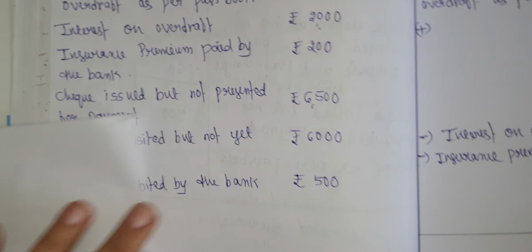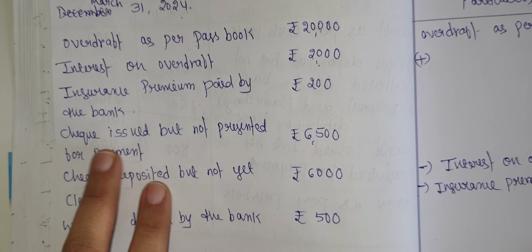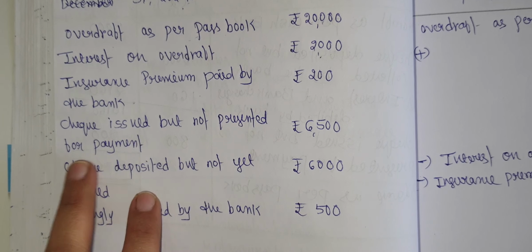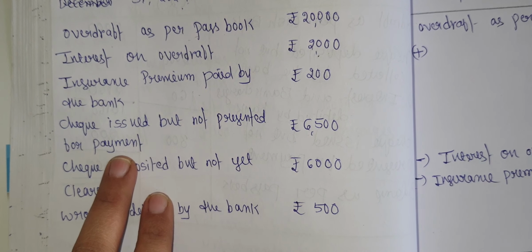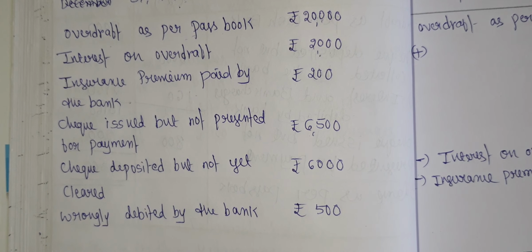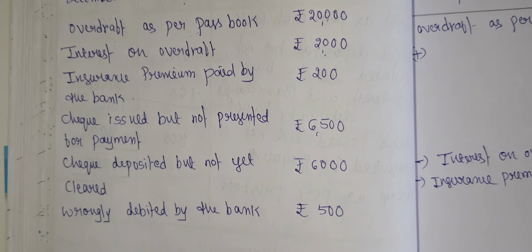Now next transaction, see here, check issued but not presented for payment, that is rupees 6,500. Check issued. Who issued the check?